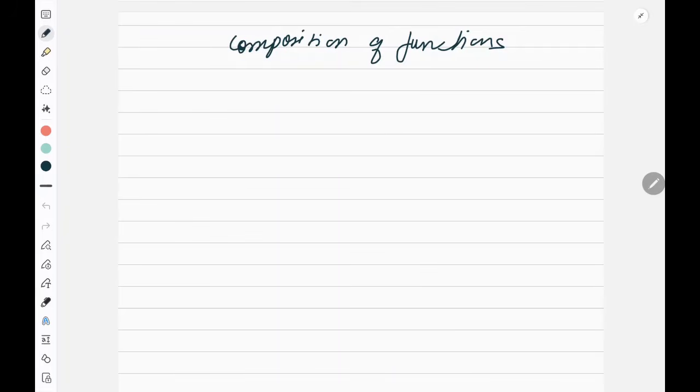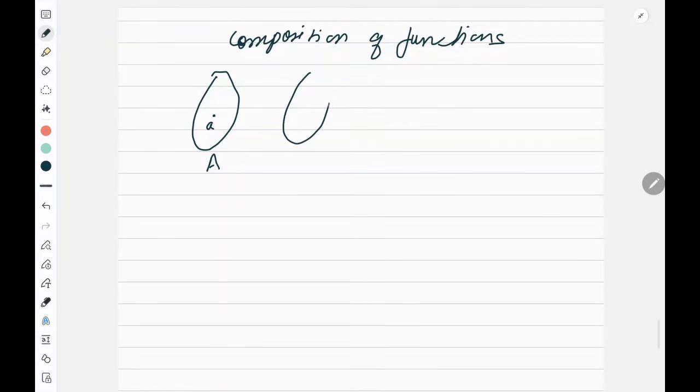Now what is the meaning of composition of functions? Suppose you have a set A and there is an element a sitting over here. There is a set B and a function f is defined from A to B. Now tell me what element will come here. The element will be f(a), that is, the image of a is f(a), which is coming here.